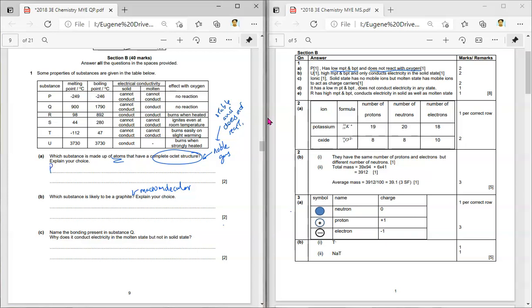So this is for P, this is for U, and the explanation is over here: high melting and boiling point, conducts electricity in the solid state only. So you need to know graphite well.